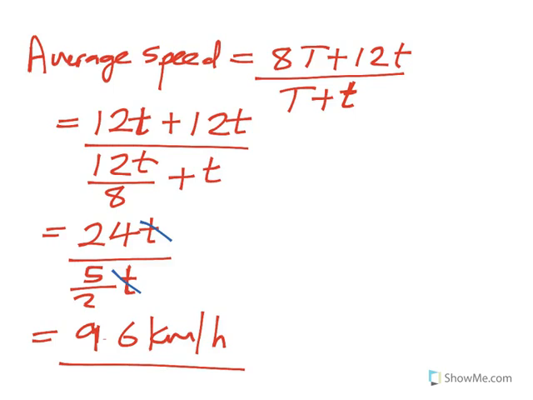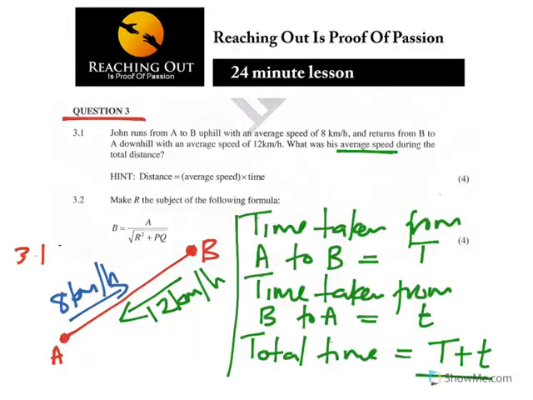Now the other question that they brought here was to make R the subject of the formula. Make R the subject of the formula in the given expression. So it's B is equal to A over the square root, and the square root is affecting R squared plus PQ. That was question 3.2 there.